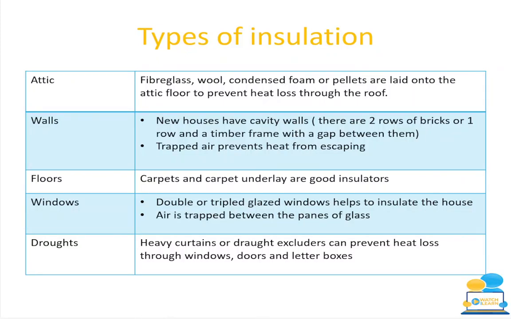Your floors, if you have carpets, or even wooden floors, should have underlay underneath them, which are good insulators. Your windows should be double or triple glazed, as the air is trapped between the panes of glass, which means that your house is going to stay nice and warm in the winter or nice and cool in the summer. For any drafts, you should have heavy curtains. You should have draft excluders at your front door to make sure the heat is not leaving the house, especially if you have a door which has a letter box in it.